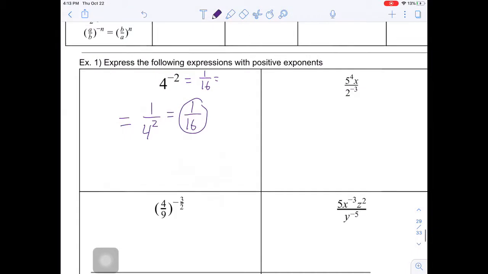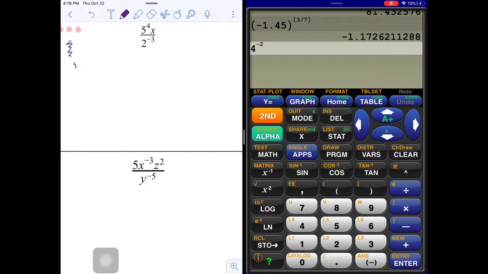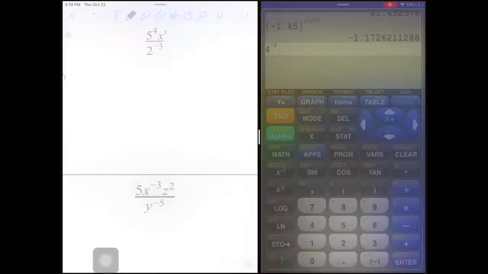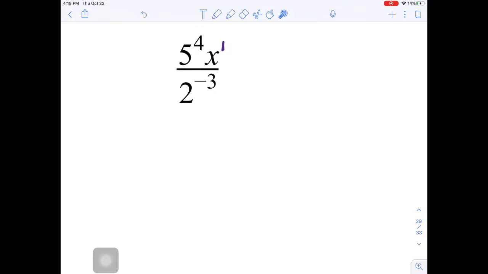Okay. Let's go to our next example. Now we are going to be talking about 5 to the power of 4 times x over 2 to the power of -3. Now, recognize that this doesn't have an exponent, but anytime something doesn't have an exponent, you can imagine a little 1 as its exponent. Here, in order to get positive exponents, the only one I really have to worry about is 2 to the power of -3. So I'm just going to bring that on top. So it'll be 5 to the power of 4 times x times 2 to the power of +3.